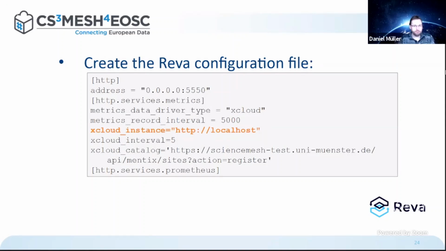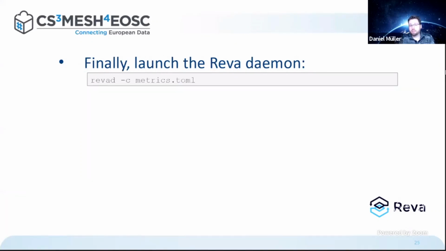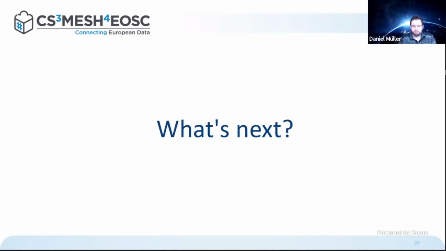Well, just save this configuration to a file like metrics.toml in the same directory as the Reva binary, and start it like shown here. It's just a simple command line, and that's it. Reva will now run in the background and will also automatically register the site with the Science Mesh. Okay, so this is all from the technical side, all you need to install.